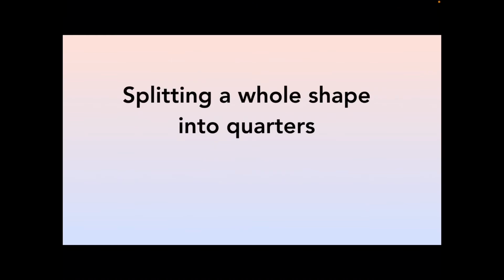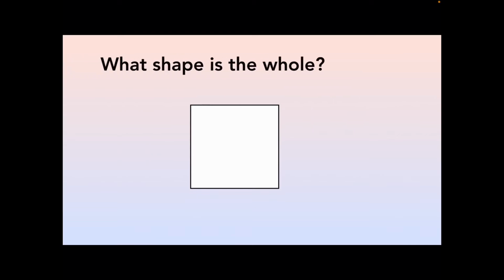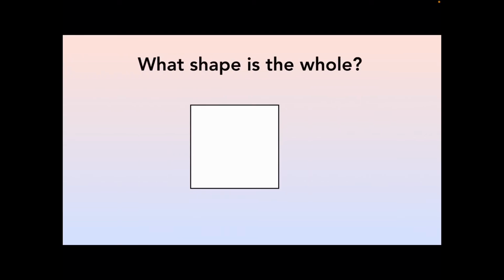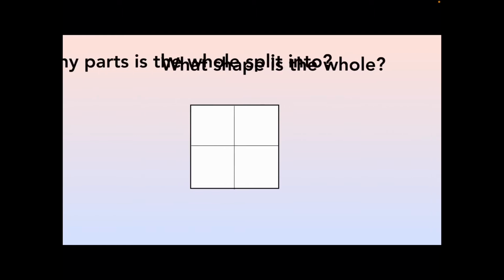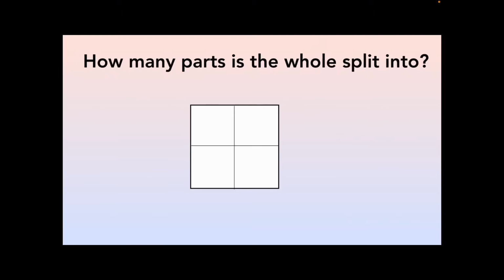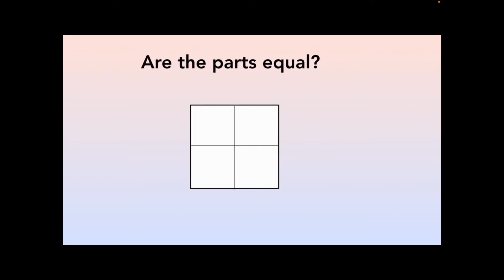We are going to start by splitting a whole shape into quarters. So let's take a look at the first shape we have. What shape is the whole? That's right, it's a square. And now let's split this square into equal parts. How many parts did we split it into? We can count 1, 2, 3, 4. And then we can ask, are the parts equal? And I hope you can see that they are.